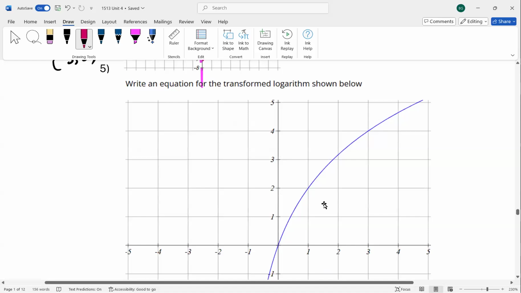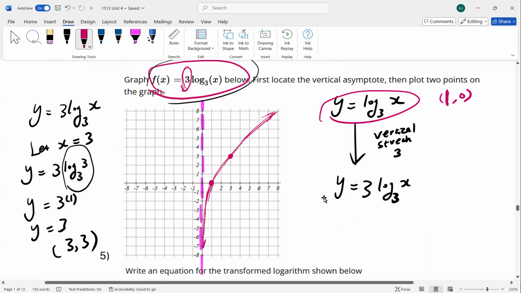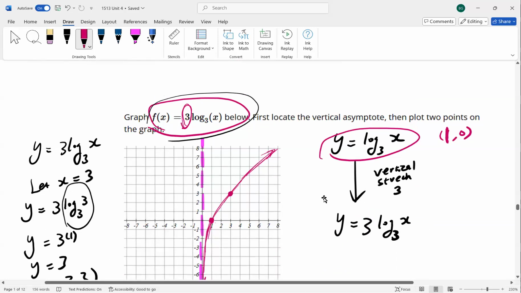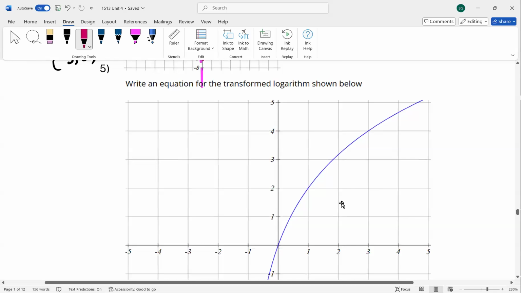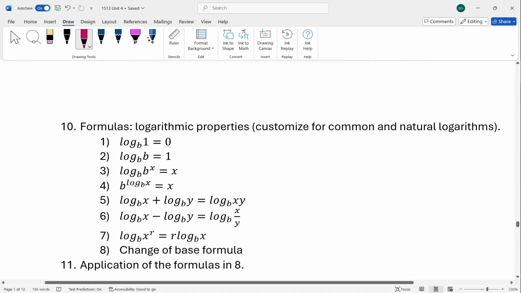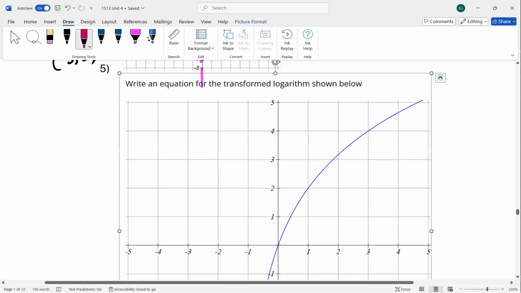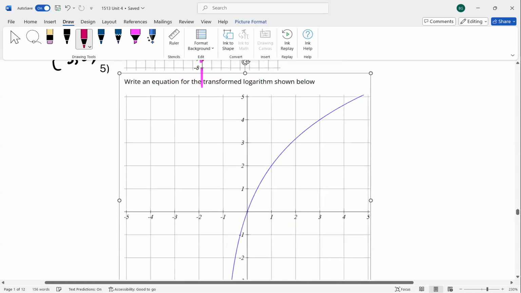Next, write an equation for the transformation log function shown below. So earlier we had 2 problems where we were given a function and needed to draw the graph. Now for the log function, we are given a graph, and we need to find the equation that represents the graph. This one is going to be challenging. Let me make the graph a little bit smaller so I can see it better.